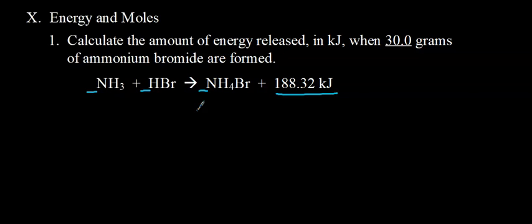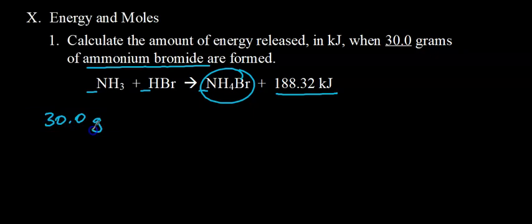So now for this particular problem, what do we care about? How are we going to use that number? Well, we're given 30 grams of ammonium bromide, and so we want to do something relative to the amount of that substance. So we're going to use this heat term as a conversion factor, a way of converting between kilojoules and moles. So we can go from moles to kilojoules, or as we'll see next, from kilojoules to moles. So for now, let's start off with 30 grams of ammonium bromide.